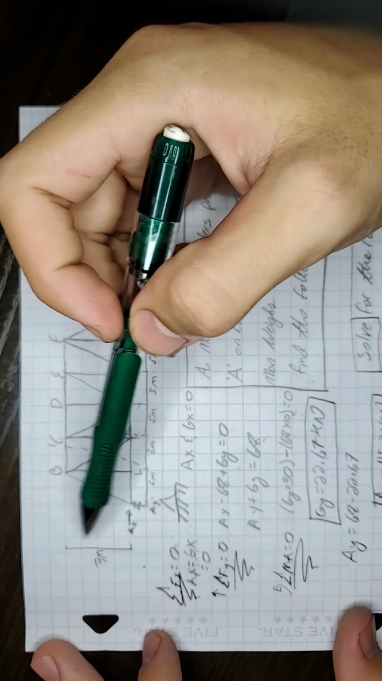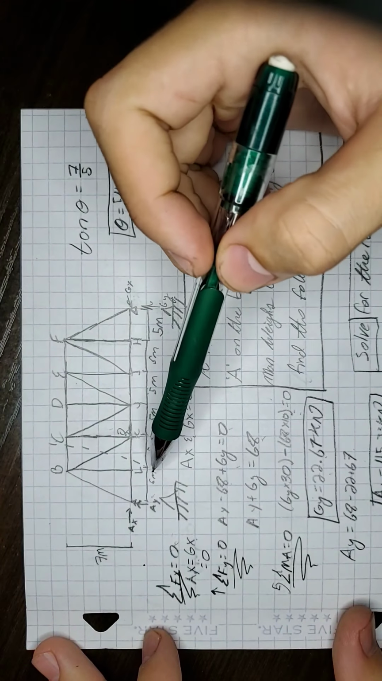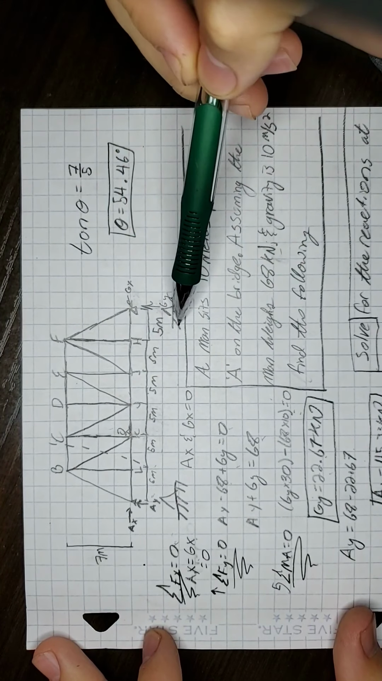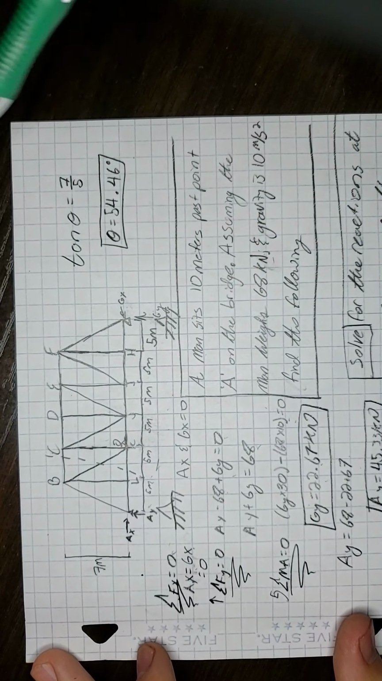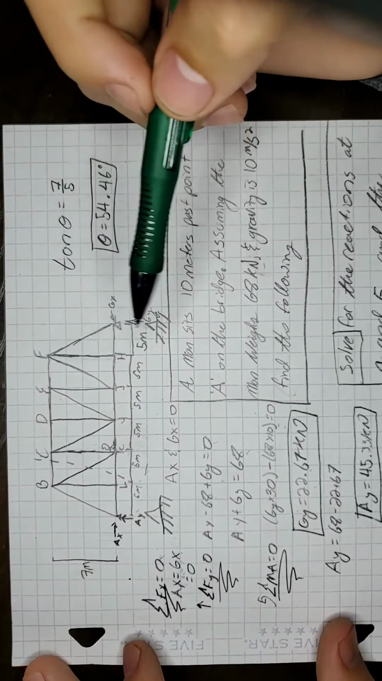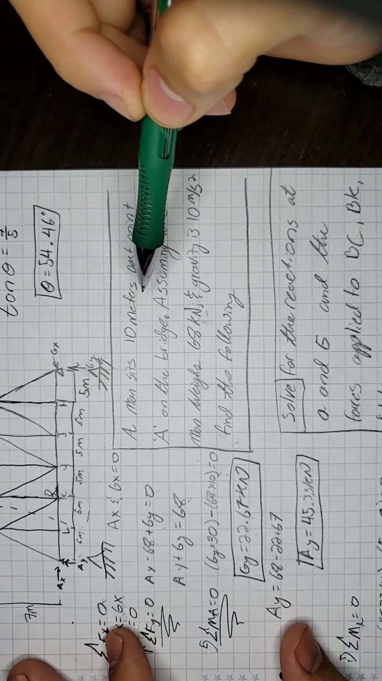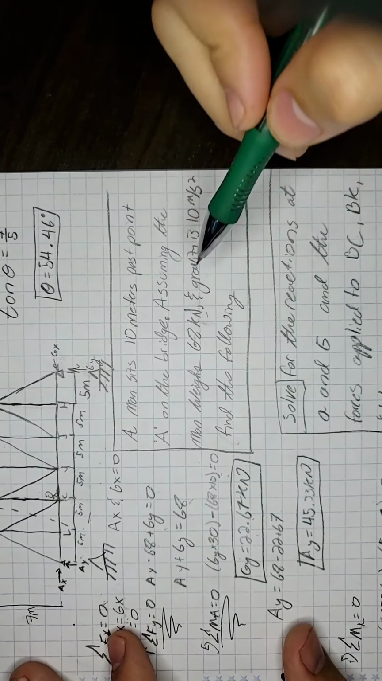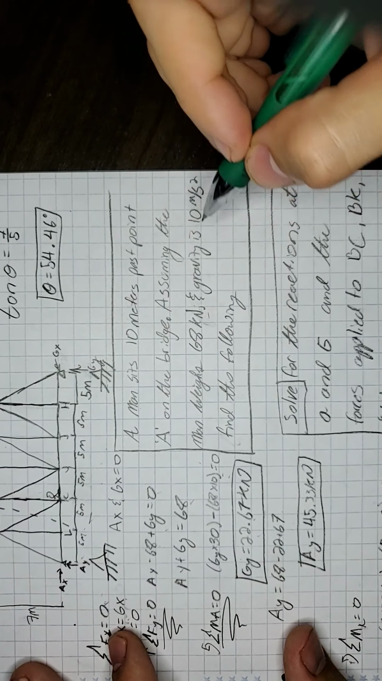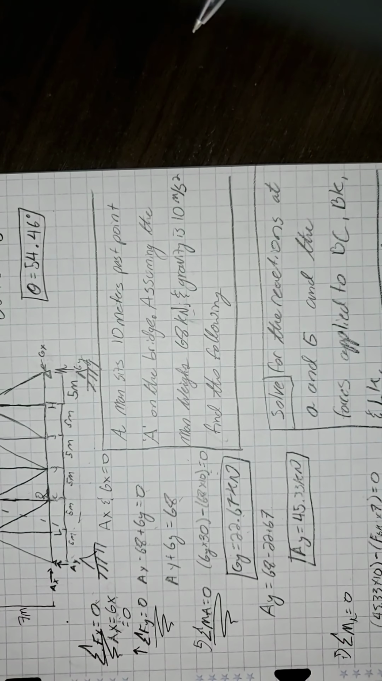Okay, so it's a 7 meter by 5 meter section of beams, right? We have a height of 7 meters, and we're separating by 5 meter intervals, right? Now, a man sits 10 meters past point A on the bridge. Assuming the man weighs 68 kilonewtons and gravity is 10 meters per second squared, find the following.